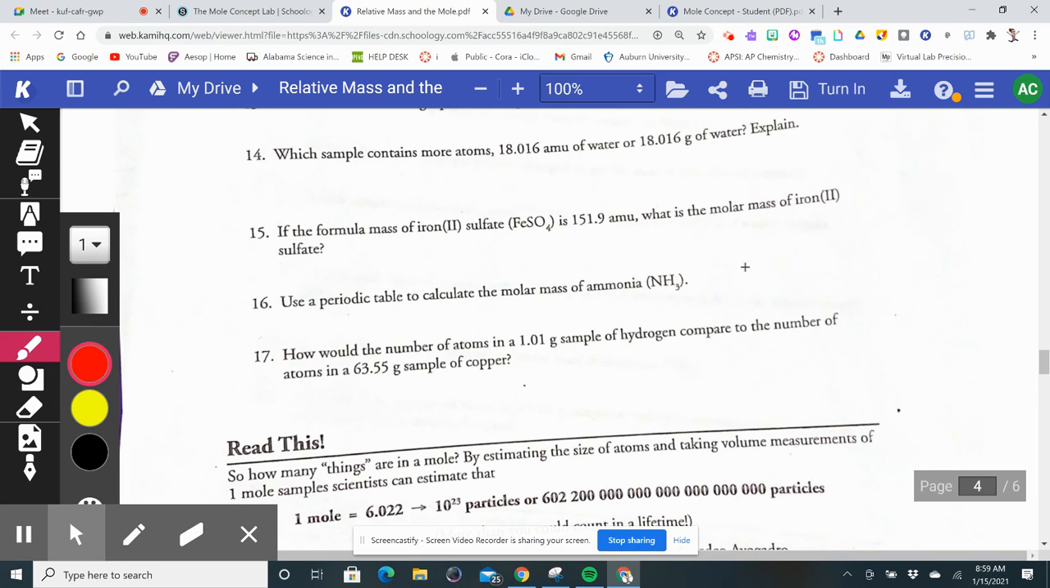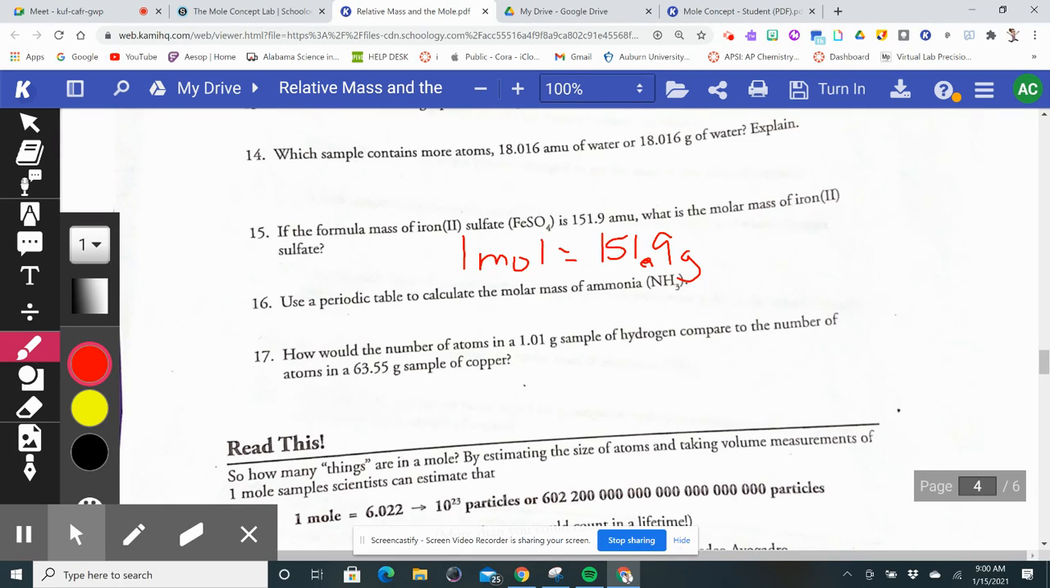So all I do is I add up all the mass of each atom, and so 1 mole is going to be equal to 151.9, but we don't say AMUs, we say grams. Because the molar mass is the mass in 1 mole, which is in grams, not atomic mass units. But as far as what you do mathematically, you do the same exact thing. Add up the mass of the iron, add up the mass of the sulfur, add up the mass of 4 oxygens. So that's it. Pretty easy, okay?